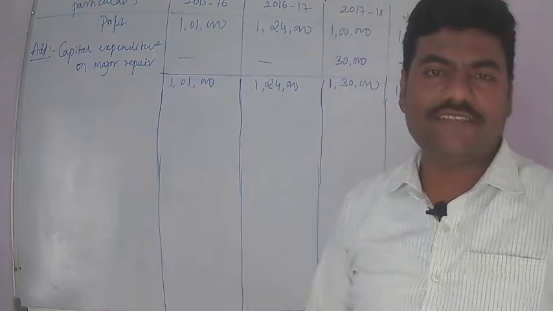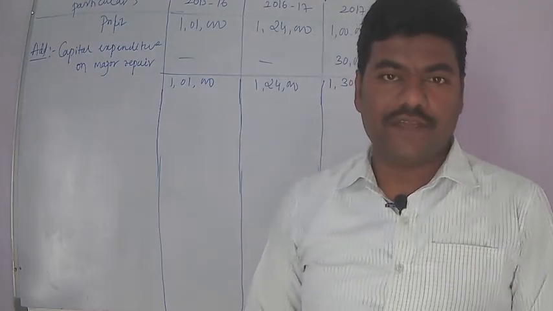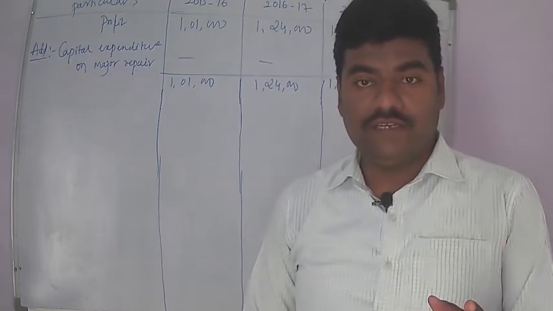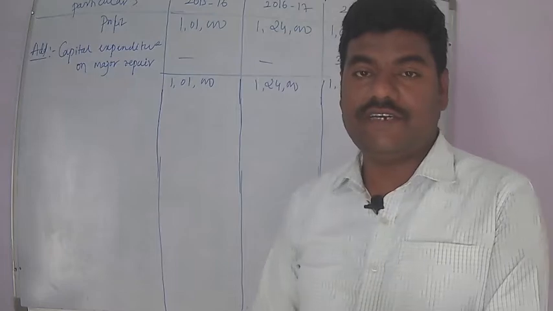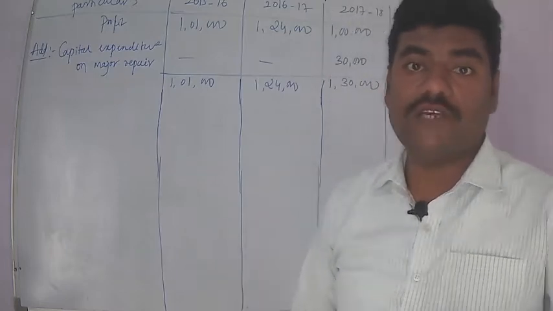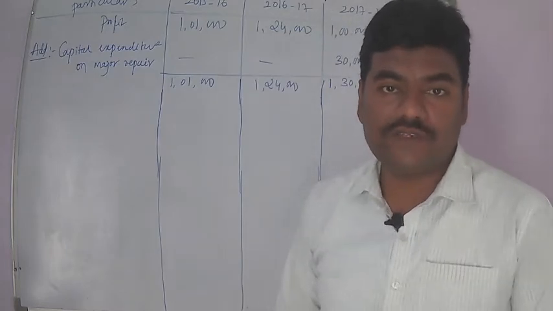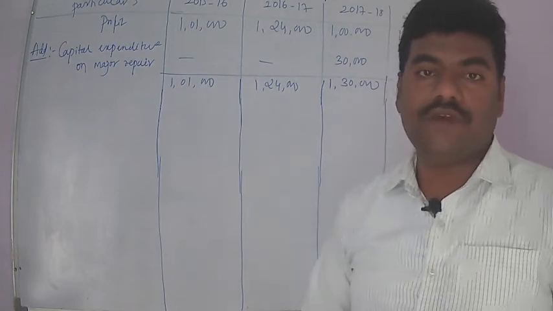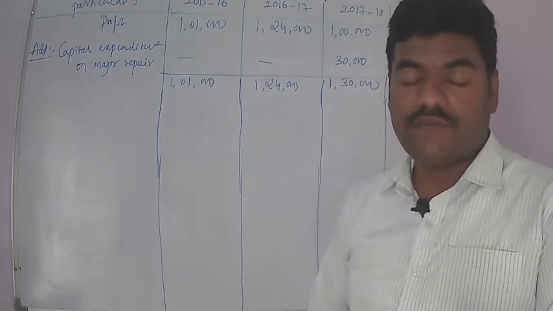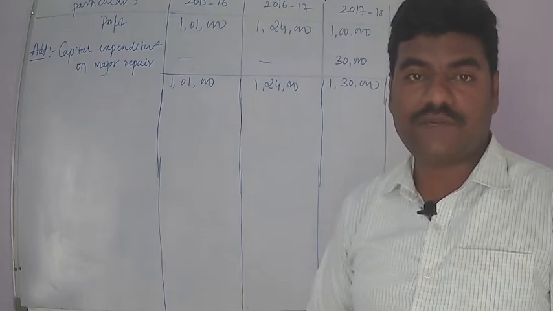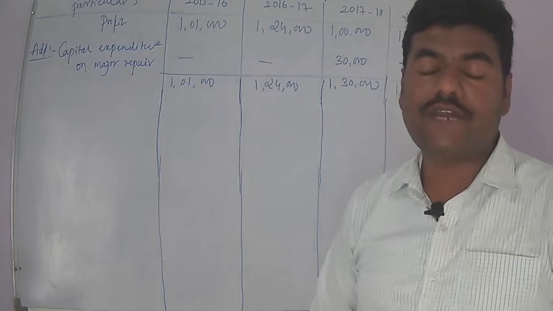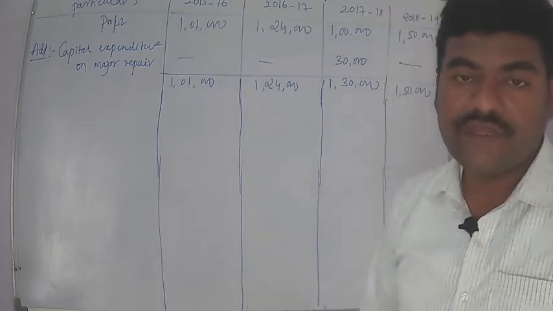In my last class, I discussed the treatment or the procedure for recording capital expenditure that is treated as revenue expenditure. What has to be done? How do we record this transaction in the valuation of goodwill or adjusted profit? If capital expenditure is treated as revenue expenditure, it has to be added back to the net profit. I have already discussed it in my last class. Please go to that video.